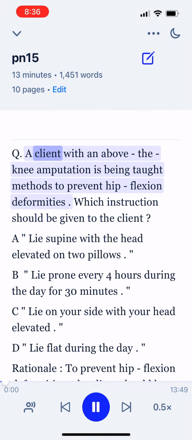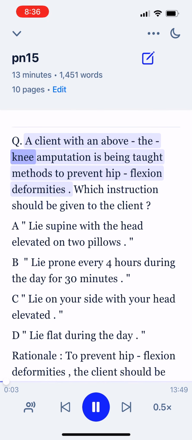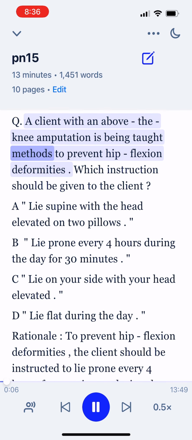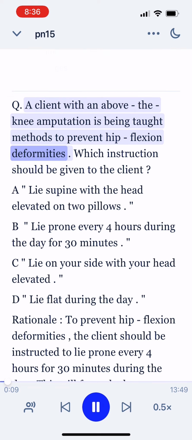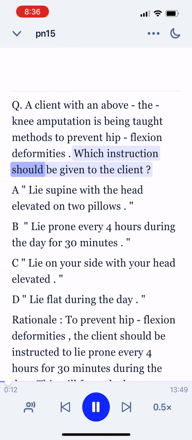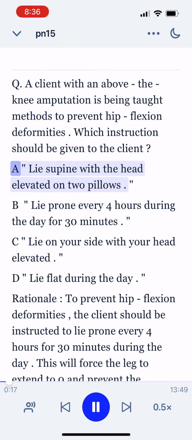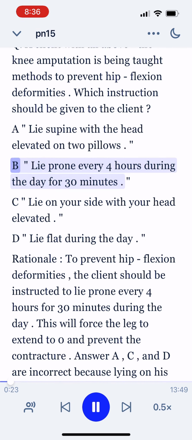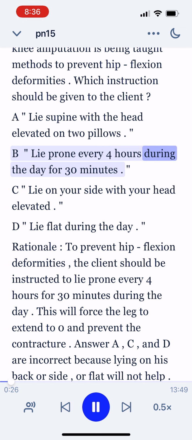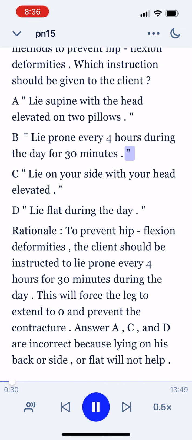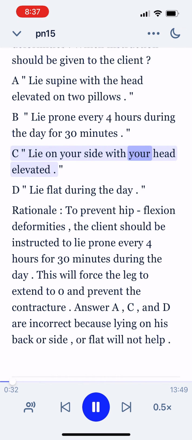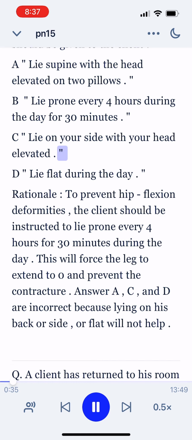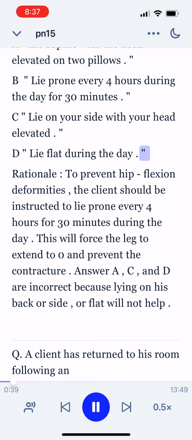PN15. A client with an above the knee amputation is being taught methods to prevent hip flexion deformities. Which instruction should be given to the client? A. Lie supine with the head elevated on 2 pillows. B. Lie prone every 4 hours during the day for 30 minutes. C. Lie on your side with your head elevated. D. Lie flat during the day.